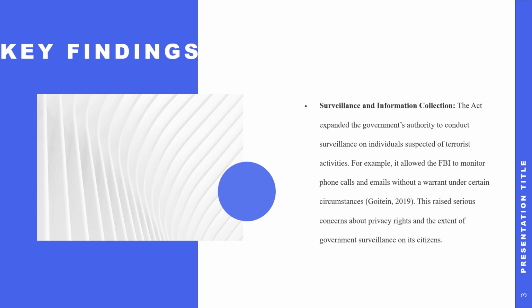Over the next 3 slides, we'll be going over key findings of the USA Patriot Act. Number 1, surveillance and information collection. The act expanded the government's authority to conduct surveillance on individuals suspected of terrorist activities. For example, it allowed the FBI to monitor phone calls and emails without a warrant under certain circumstances. This raised serious concerns about privacy rights and the extent of government surveillance on its citizens.